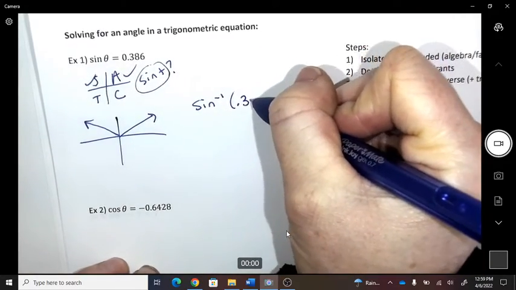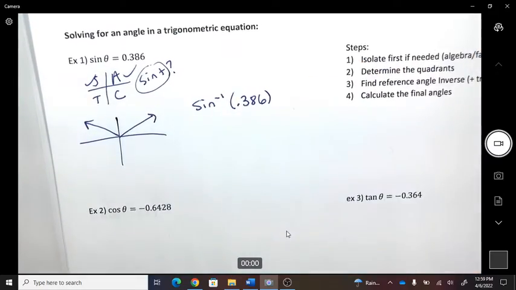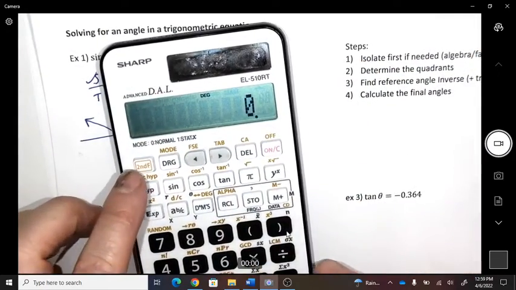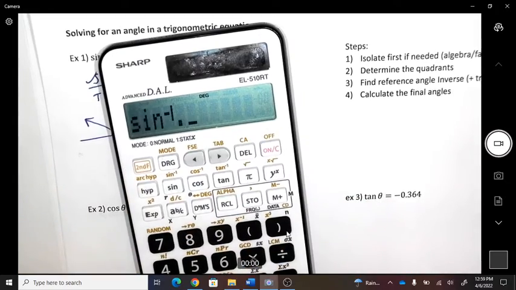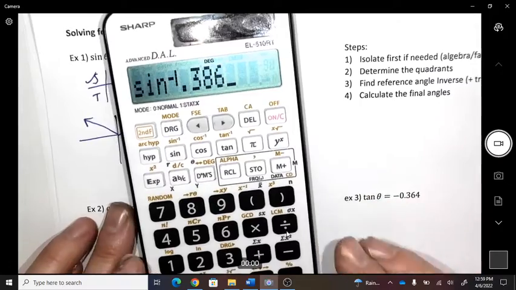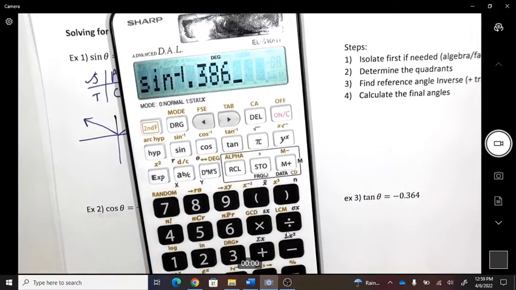of 0.386. Okay, and I'm also going to check that I'm in degree mode because that will change everything. So that's what my calculator step is. And I'm getting 22.7. Is anybody else?